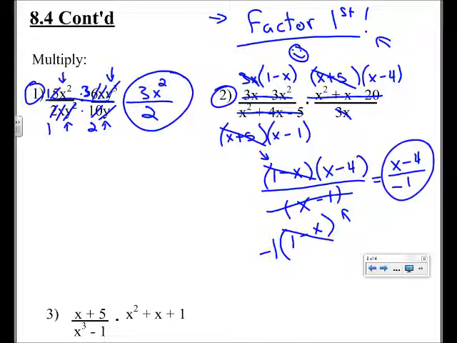Now we could have just as easily pulled the negative 1 out of there. And we could certainly have done that, which would have left us with the negative x minus 4 over 1.